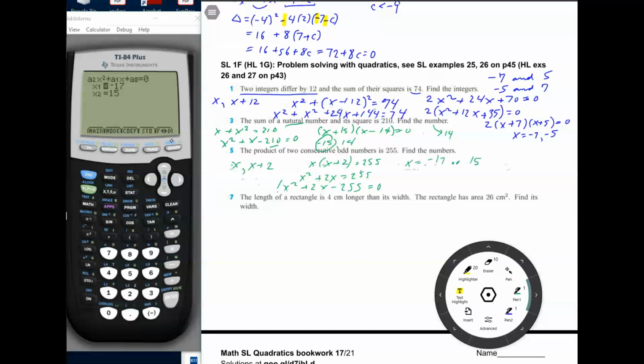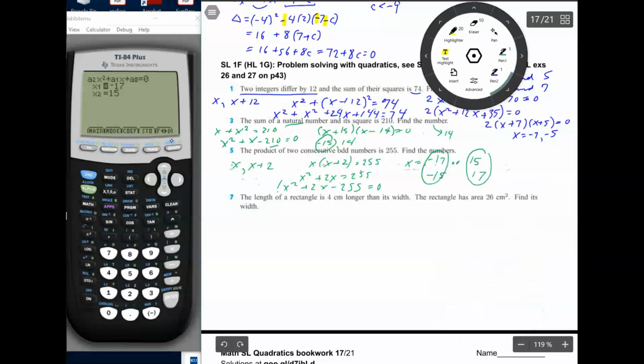Okay? So, what would be the next odd number if it was negative 17? The other one would be negative 15, right? And what's the next odd number after 15? It would be 17, right? Okay, that makes sense. So the two pairs would be negative 17, negative 15. If you multiply those two together, you get 255. Or 15 times 17. If you multiply those two together, you get 255. Okay? One more to go.